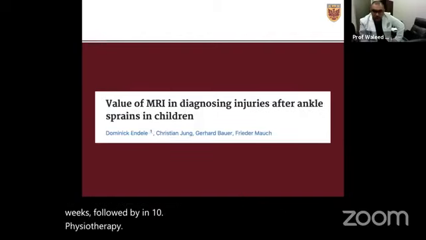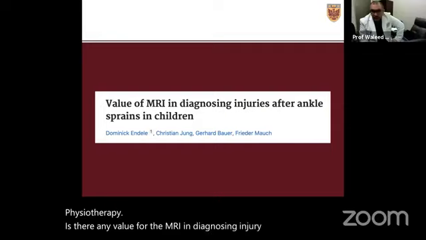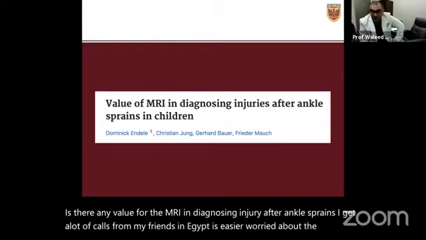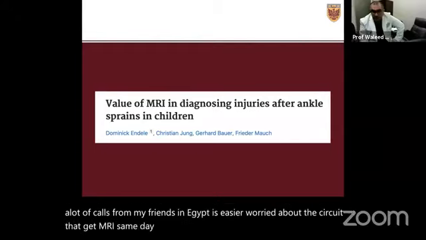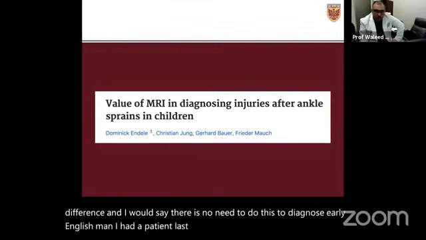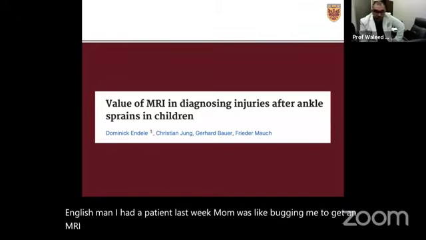Is there any value for the MRI in diagnosing injury after ankle sprains? I get a lot of calls from my friends in Egypt. They're worried about their kids. They get an MRI the same day, and actually the study shows that there is no difference. I would say there is no need to do this to diagnose an early ankle sprain. I had a patient last week. Mom was bugging me to get an MRI for an ankle sprain.